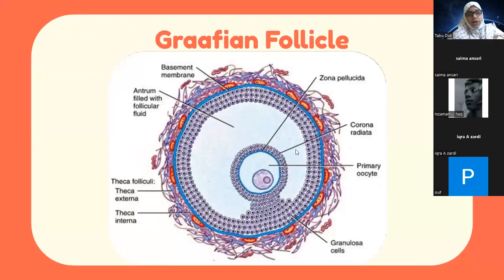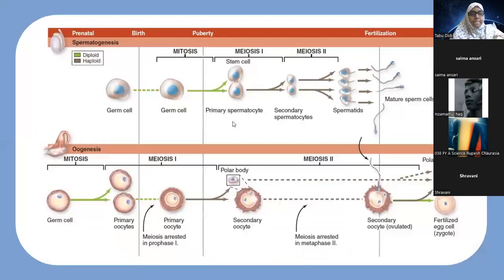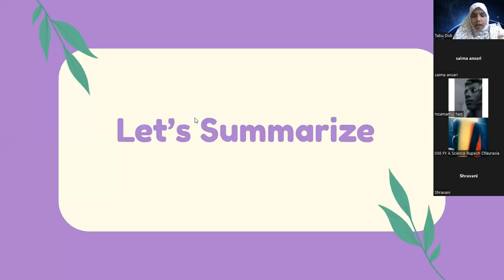This is how a mature graafian follicle along with the egg will look like. The egg here and the surrounding follicles here. This is the comparison between oogenesis and spermatogenesis. Okay. You will see that. Chalo. So let's just revise.